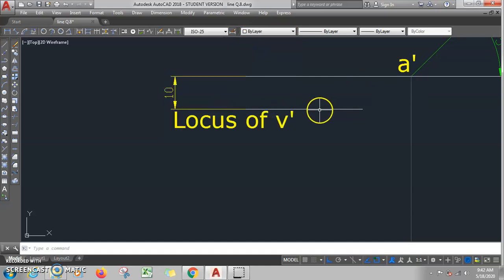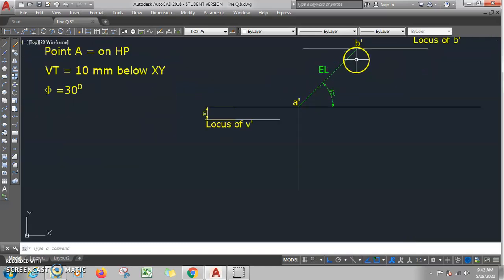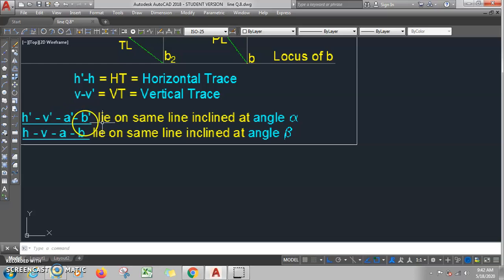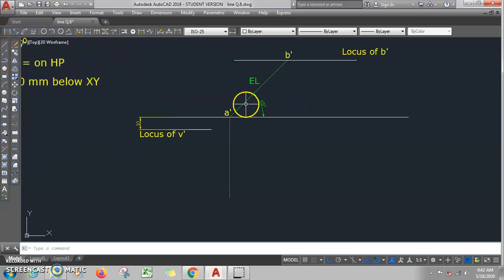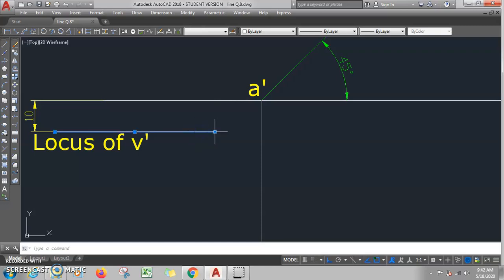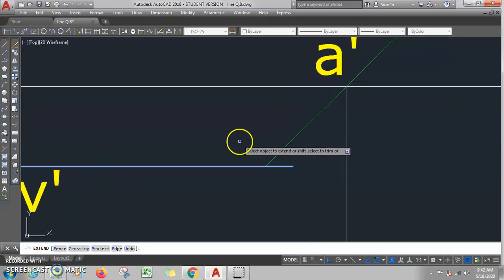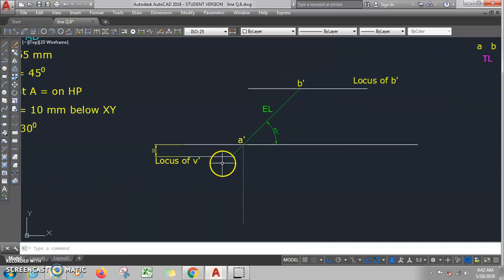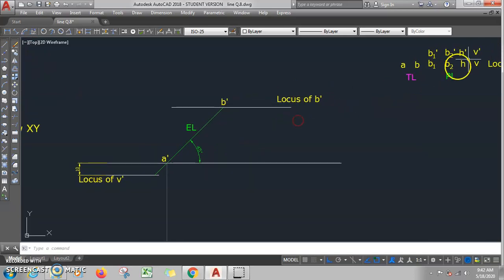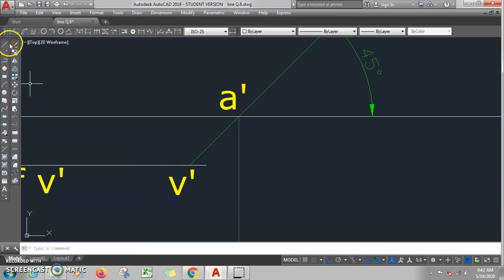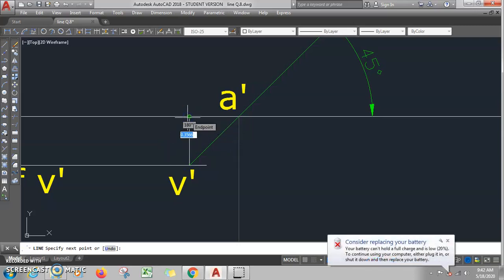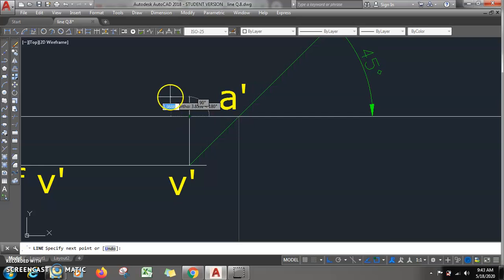I will delete this line. So we know A dash, H dash, V dash and A dash B dash lie on the same line, the alpha line. So what we need to do is extend this line up to here. This point will be point V dash. Now from V dash, if you draw a vertical on the horizontal line, we will get point V there.